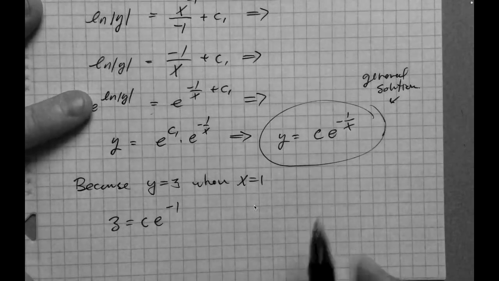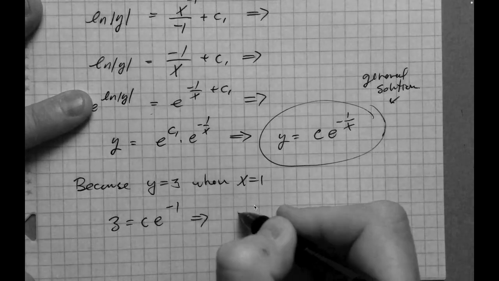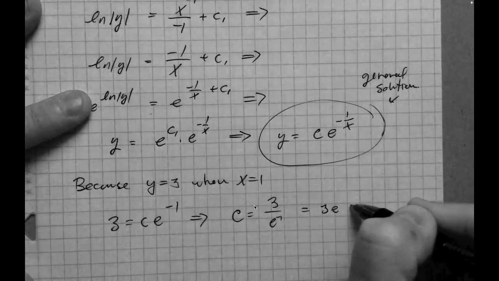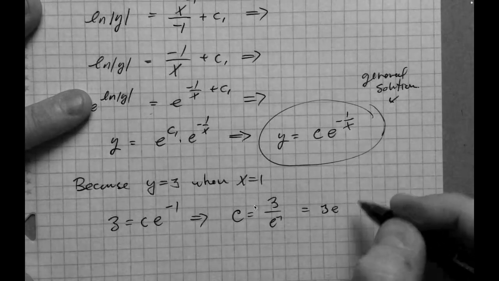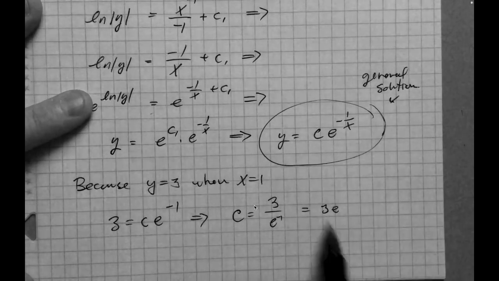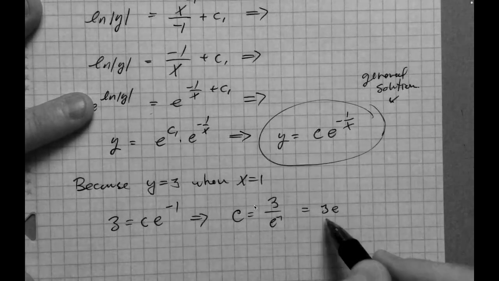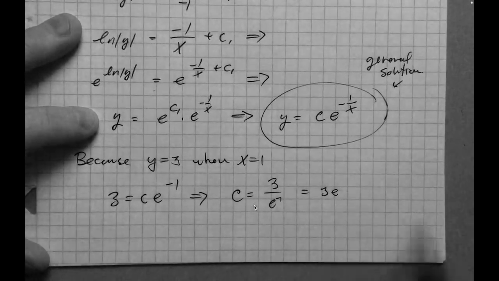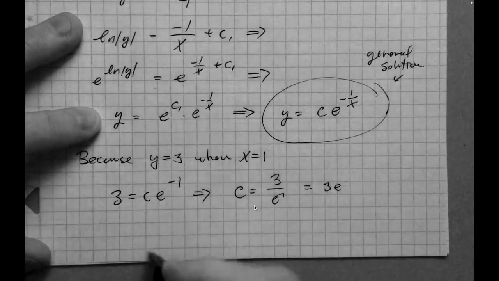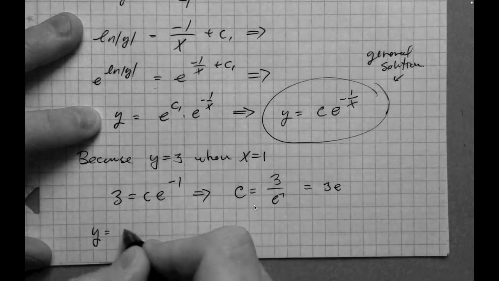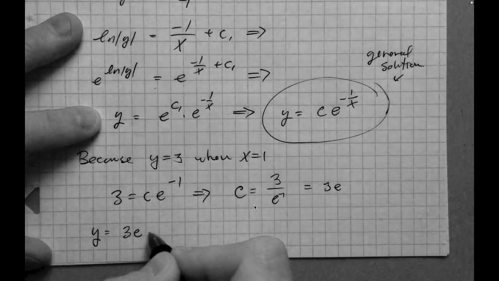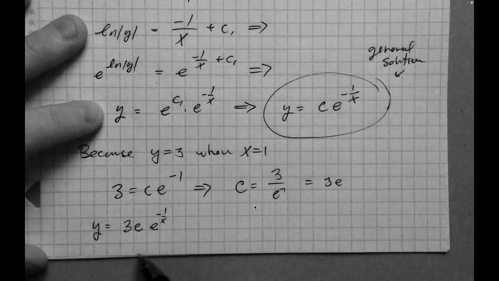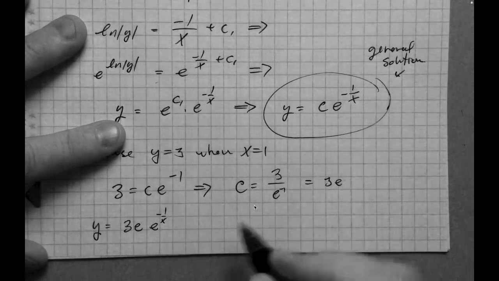And so that means C is equal to 3 divided by e to the negative 1, which is 3 times e. You can obviously calculate this and approximate it, but let's just leave it like this. So C is this very specific thing, and so that means y equals 3e times e to the negative 1 over x. That's going to be the particular solution, and we could clean this up.